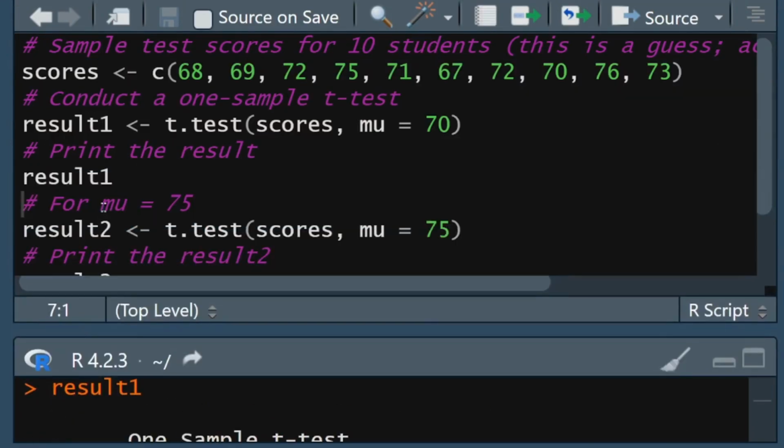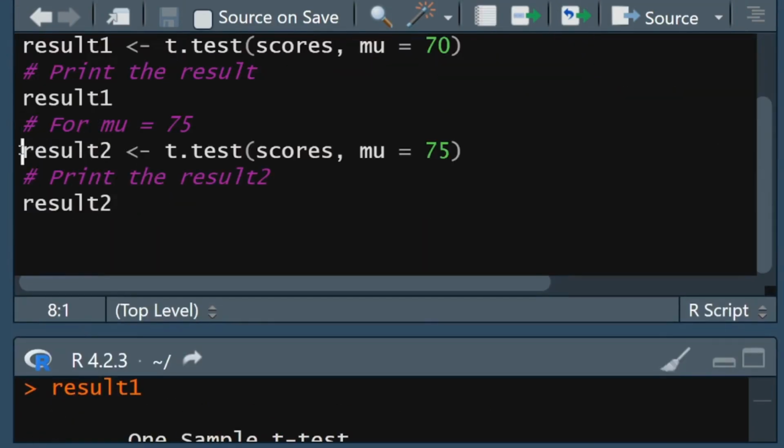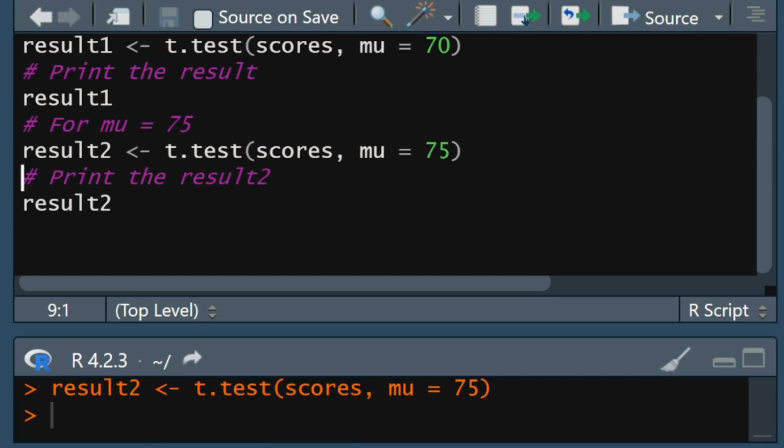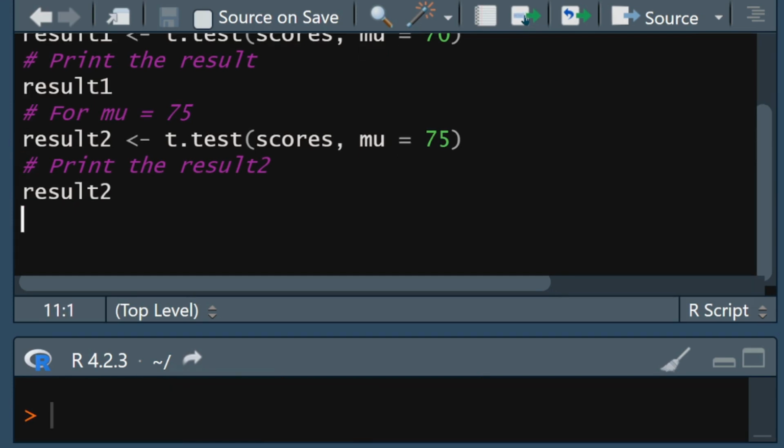Let's now test against a benchmark of 75. The R code is presented next. Result2 equals t-test(scores, mu equals 75). Let's print and see the results in the console.